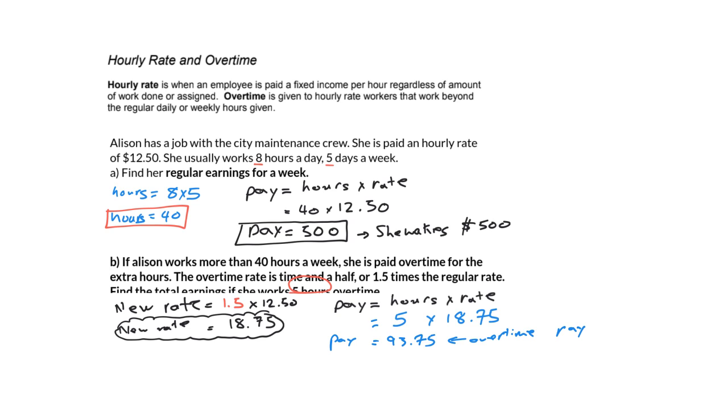So now, if I wanted to find the total pay with overtime, all we have to do is add 500 plus 93.75, and you end up with $593.75 for the total amount of money that she worked for the week if she had 5 hours extra overtime. All right, that's basically how we calculate overtime.